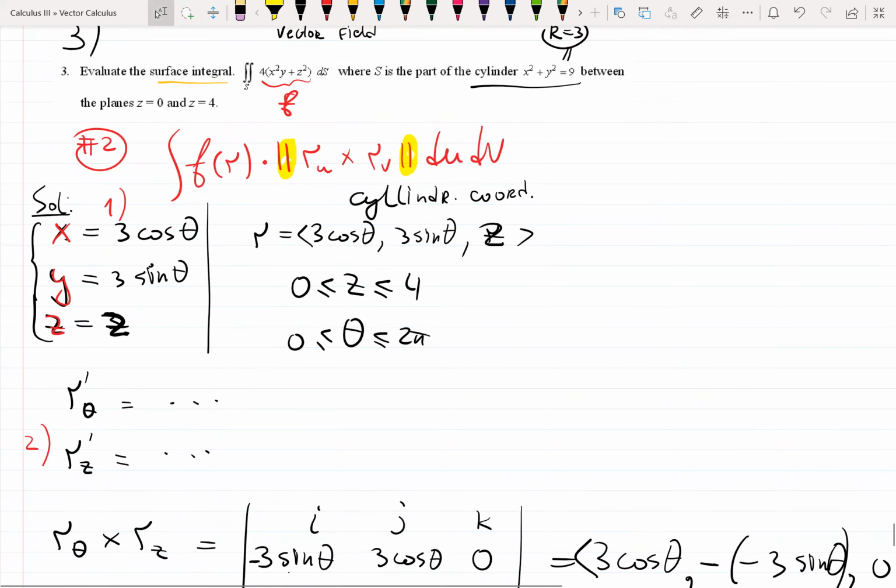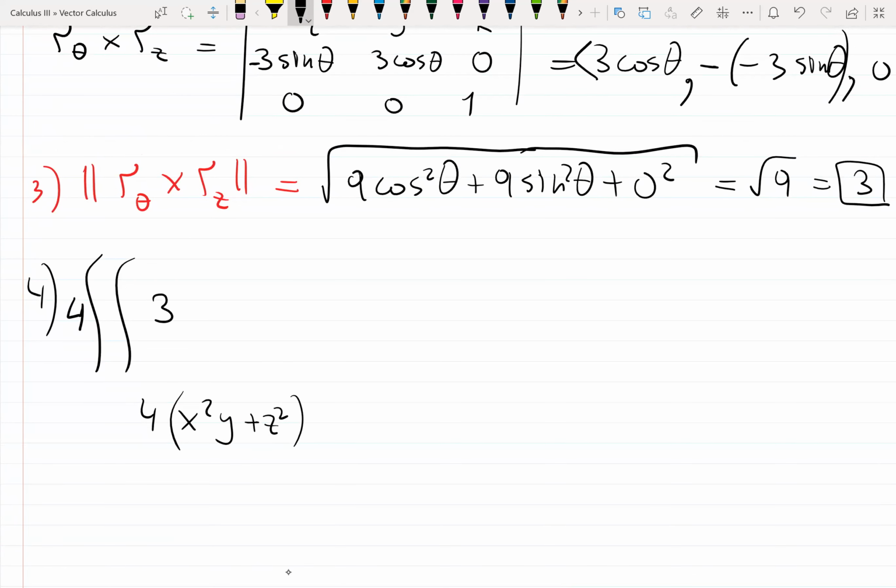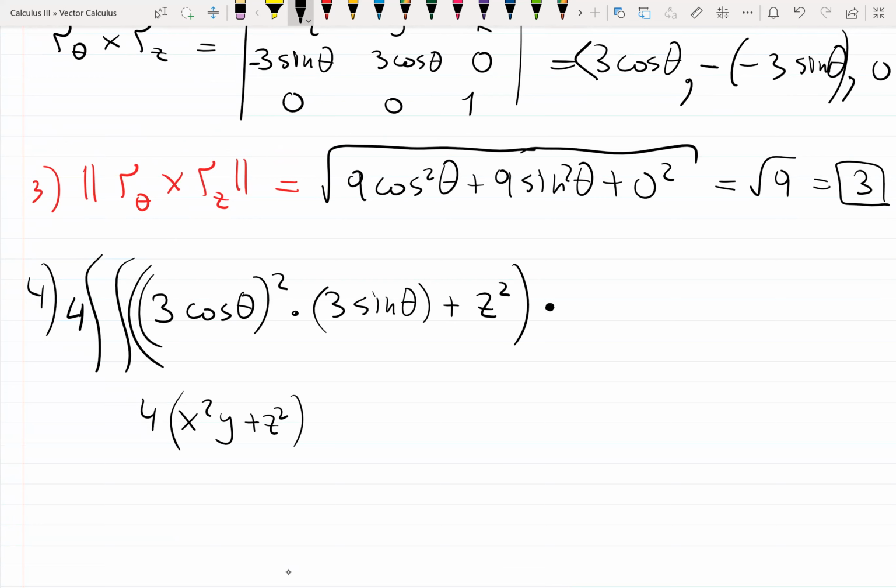4x squared y plus z squared. I would kick out the 4 outside because it's kind of annoying to have it there. And then x squared is 3 cosine theta squared times y, 3 sine theta plus z squared. Z is z. This is multiplied by the 3 in blue, which is marginal. D theta, d phi.